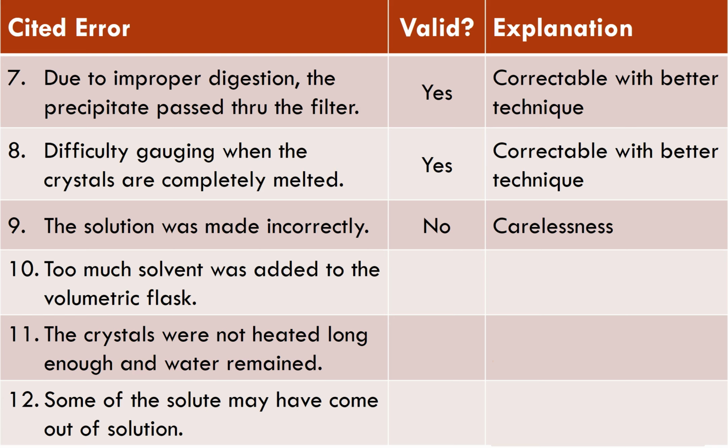Number 10, too much solvent was added to the volumetric flask. This is not a valid source of error. You need to be able to make solutions correctly. It's careless. If you do add too much solvent to the volumetric flask, you can't just try to pour it off and start again. You'll lose some of your solute that way as well. So unfortunately, you have to dump the whole thing and start from the beginning.